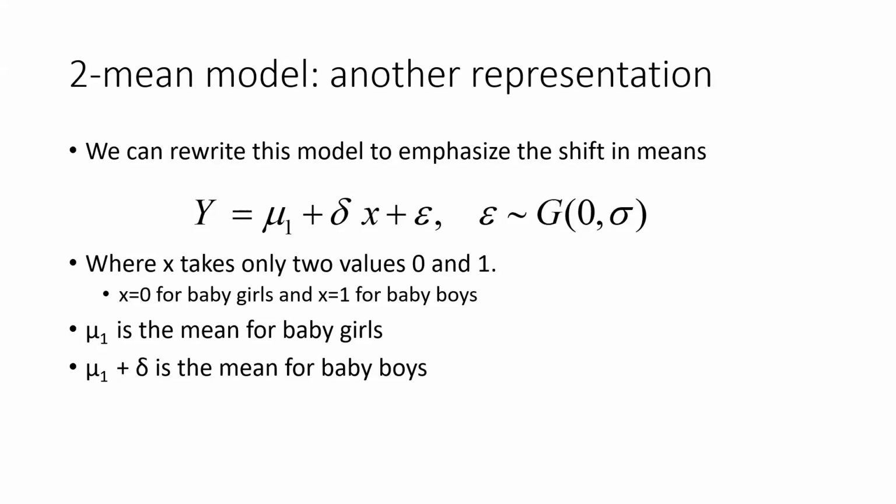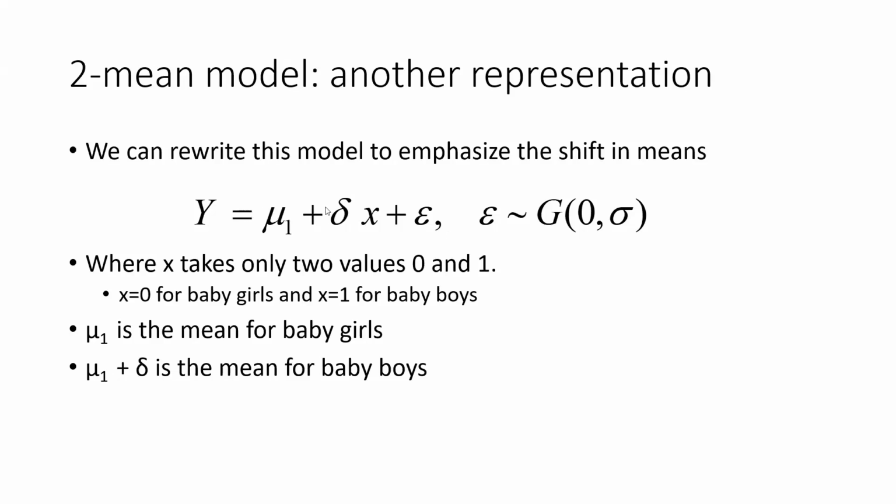So using this definition that I have here, x equals 0 for baby girls, so delta times 0 drops out. That means that the mean for baby girls is mu1, and for baby boys it's mu1 plus 1 times delta, so mu1 plus delta. That's based on this definition. So that is the two-mean model that we have described here, because there are two means, one for boys, one for girls.